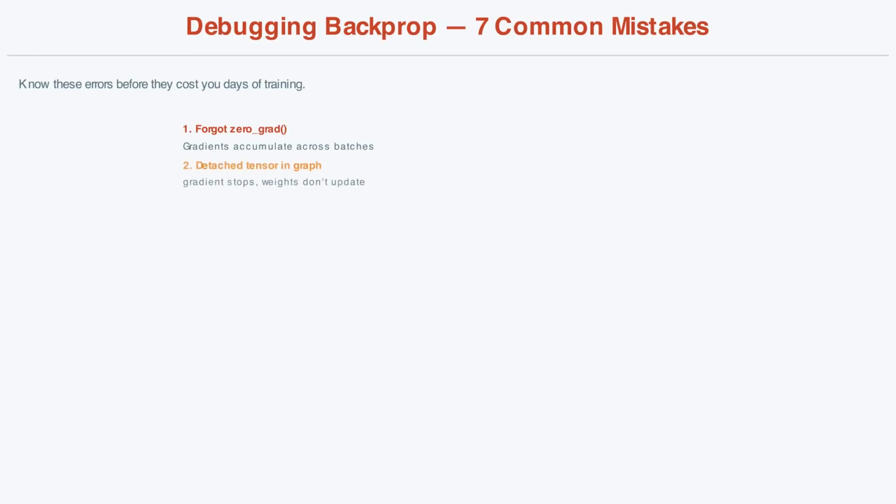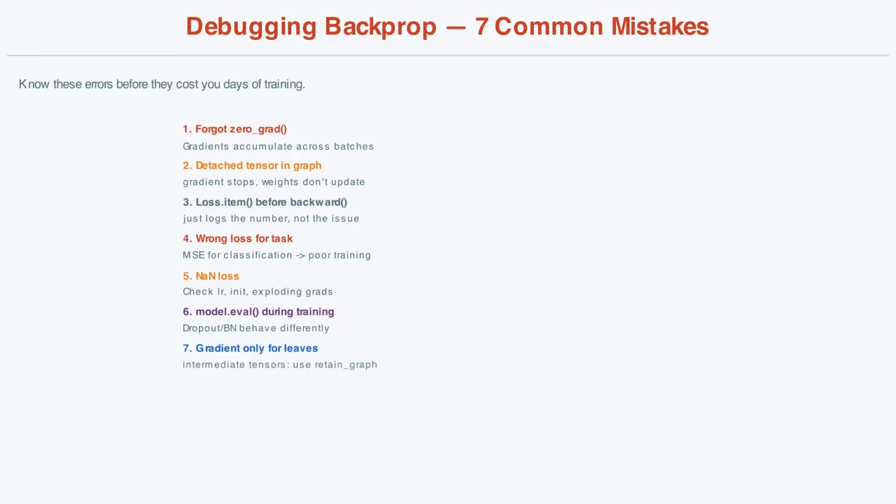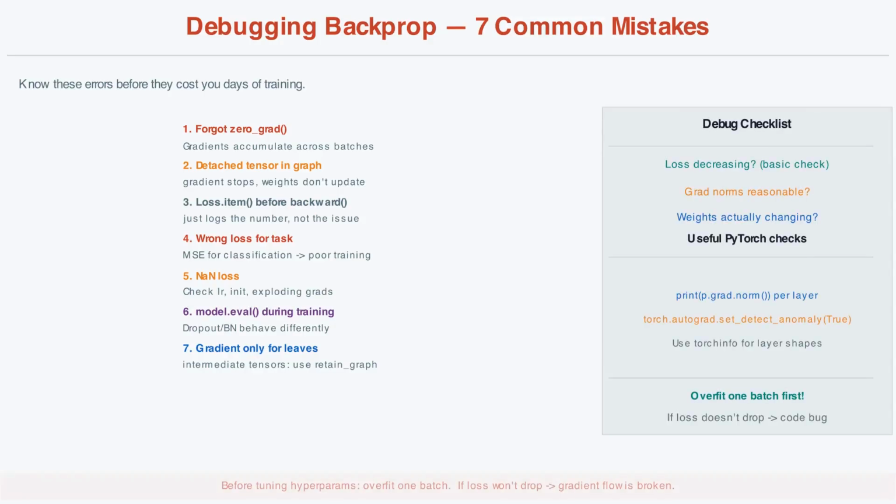Debugging a broken training loop is a skill every deep learning engineer needs. The most common mistake is forgetting zero_grad. Gradients silently accumulate and your model behaves unpredictably. If you have a detached tensor in the computation graph, gradients stop flowing past that point, weights behind it never update. NaN loss usually means your learning rate is too large, your weights were poorly initialized, or gradients are exploding. Use gradient clipping and check the gradient norms per layer.